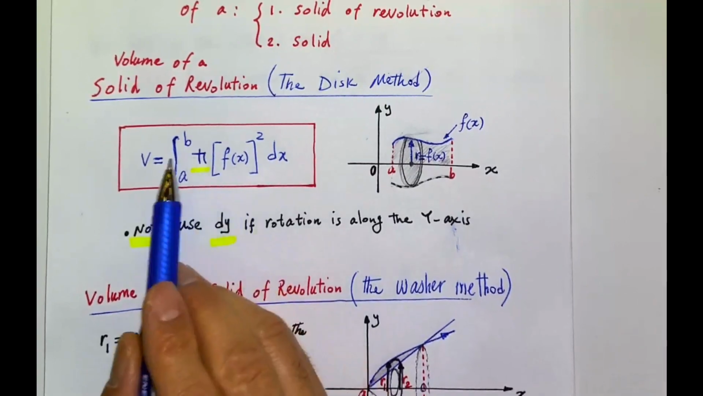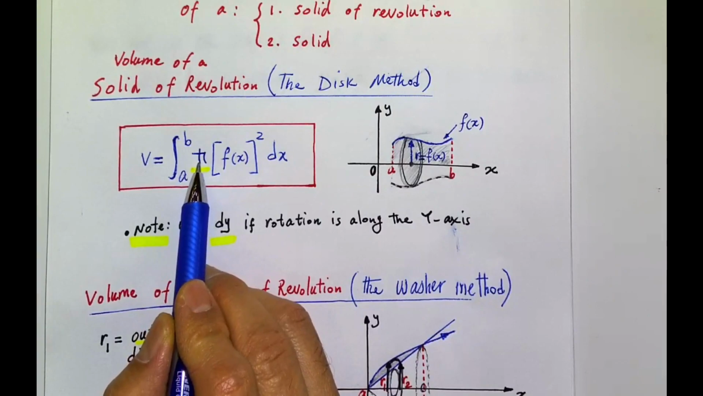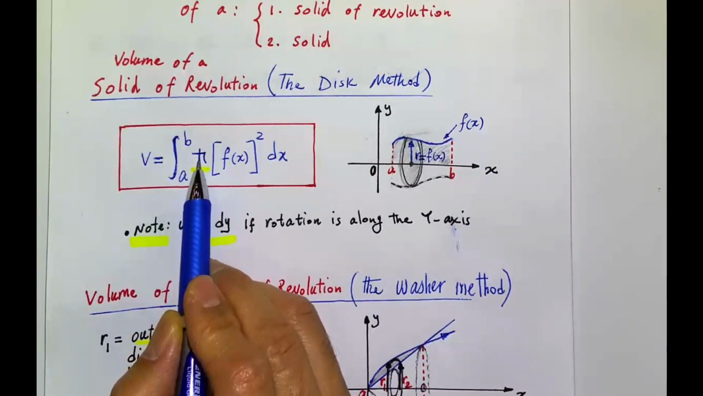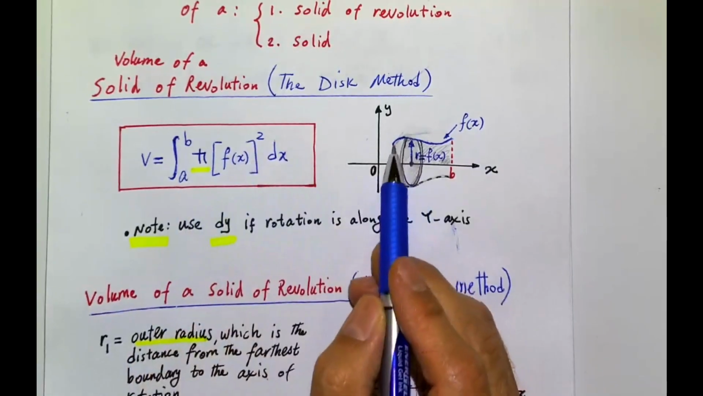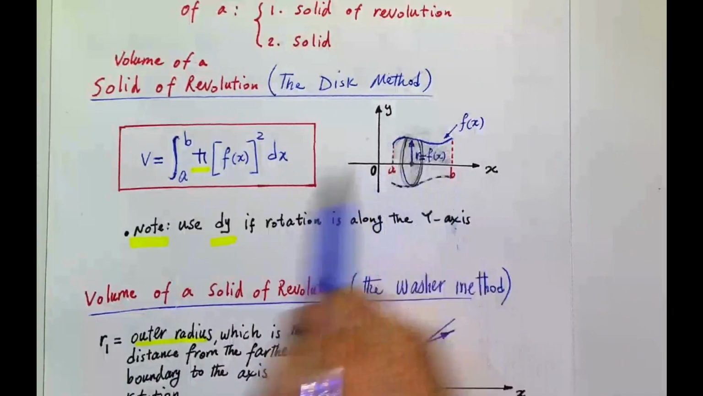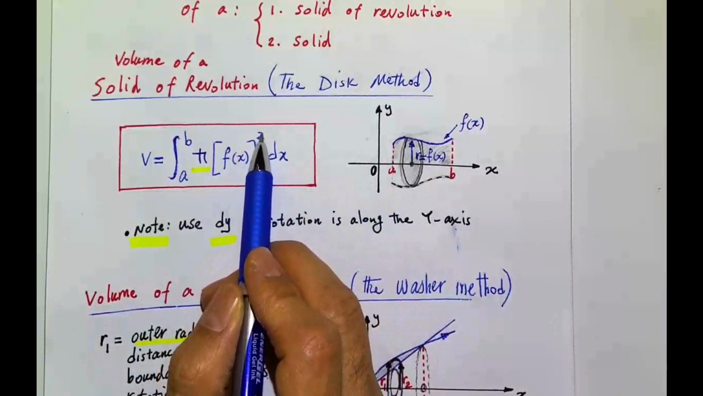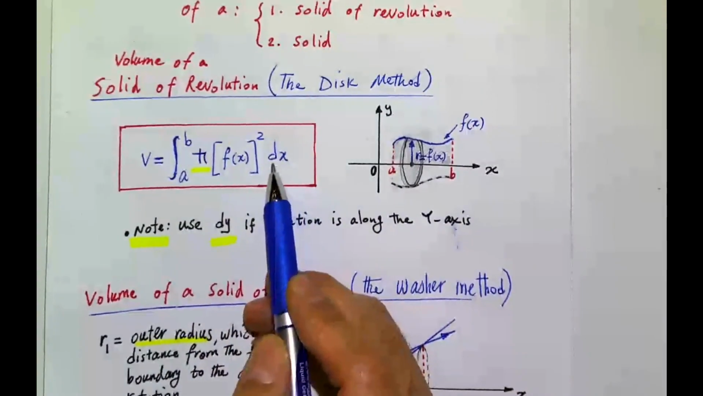So this would be the formula. Integration limits, pi, of course we can put this pi in front because it's just a constant, times this f of x, in this case, whatever that function is, squared, and of course if we're integrating along the x-axis, we have dx.